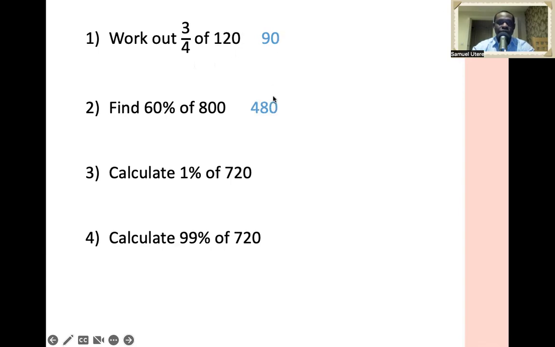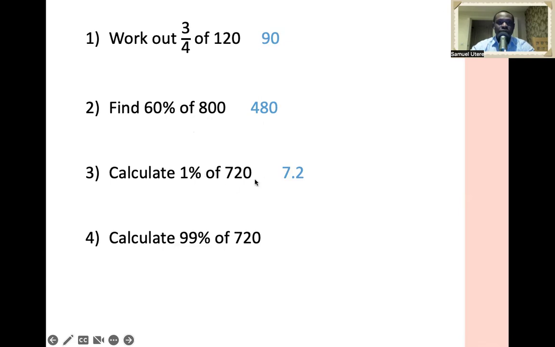Next, you're asked to find 60% of 800. We can find 50%, which is to halve. So 50% of 800 is 400. You can find 10%, which is to divide by 10. If you add 50 to 10, you get 60. So that will be 400 plus 80, which will be 480.